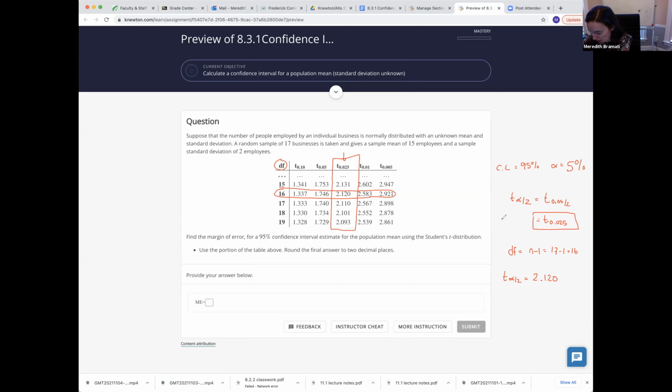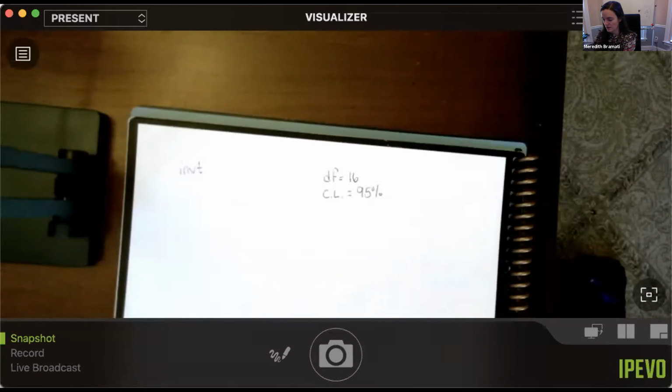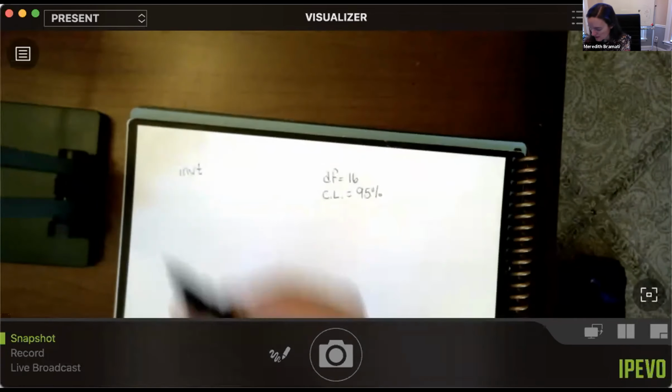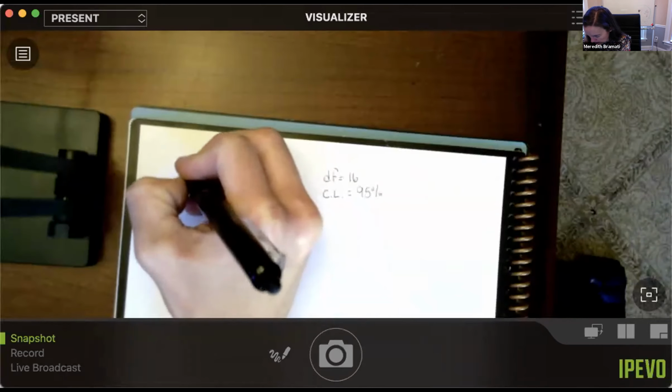Now I'm going to show you how to do that not using the chart and using invert T. I am going to write down our degrees of freedom because I need to know that for the 16, and I need to know that the confidence level was 95%. Okay. There we go. Can everybody see that?